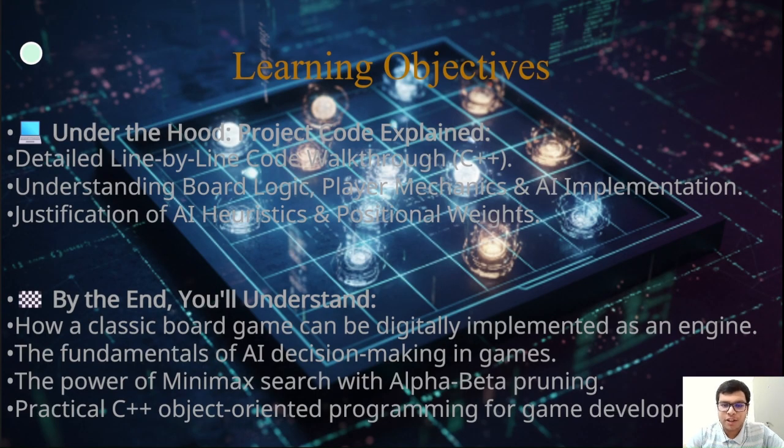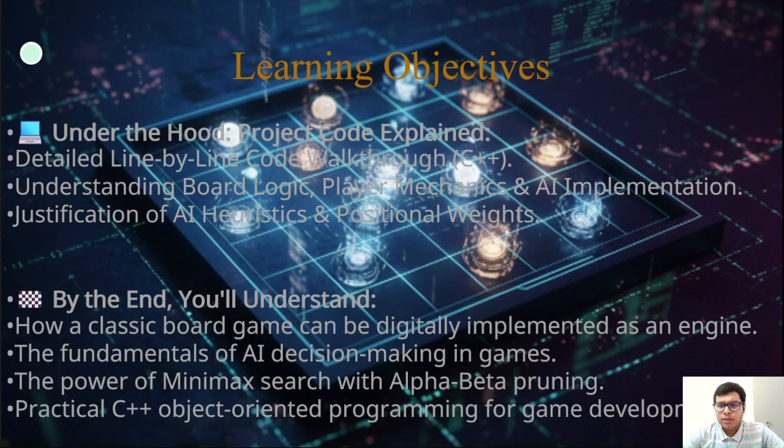So to gather enough motivation before starting our project, let's look at the learning objectives. First, we'll continue our under-the-hood exploration, but this time it's about the very core of our project, the detailed line-by-line code walkthrough in C++. This is where we truly understand how everything fits together, from fundamental board logic and how players interact with the game to the deeper complexities of AI implementation. We will also specifically justify the design of our AI heuristics, especially the positional weights table that we glanced at, and why certain values are chosen.